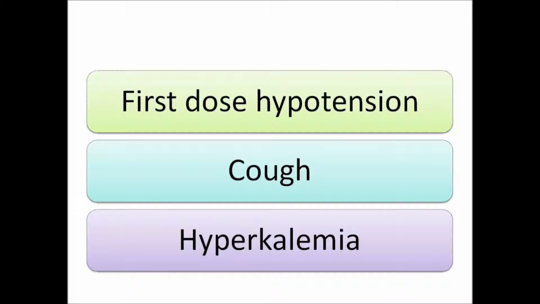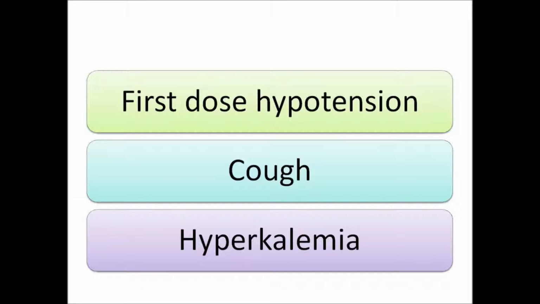And the third main side effect is hyperkalemia, and this is due to decreased level of aldosterone. Now, aldosterone is the hormone that removes extra potassium from the body, so hyperkalemia will result when we use angiotensin converting enzymes. Okay.